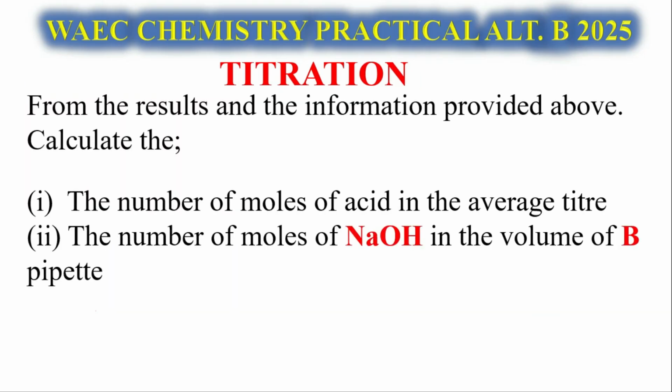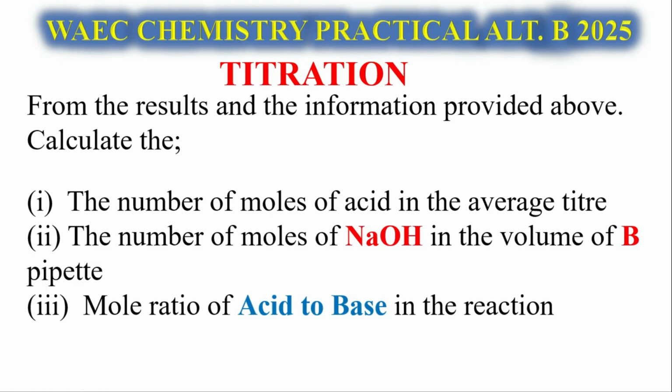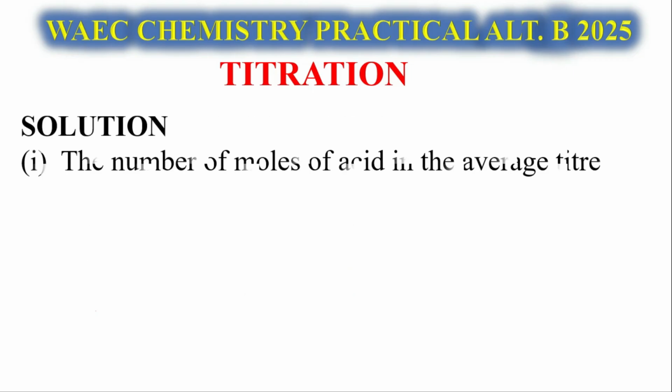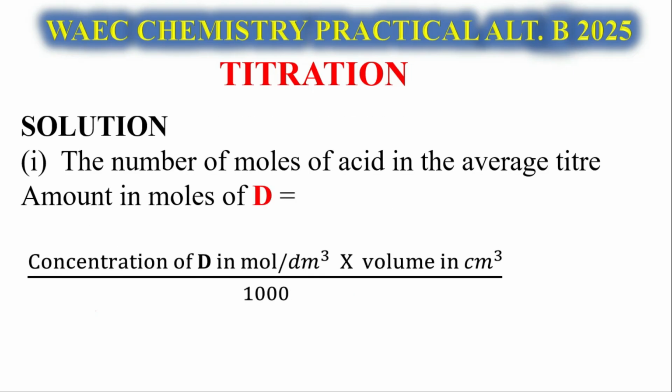So let's look at what the question has for us. The first question says, calculate the number of moles of acid in the average titer. But to calculate the number of moles of the base, of course, we use the volume of the pipette and the mole ratio of the acid to base. It's a little different. Let's see the kind of formula or approach we can apply to this kind of question.